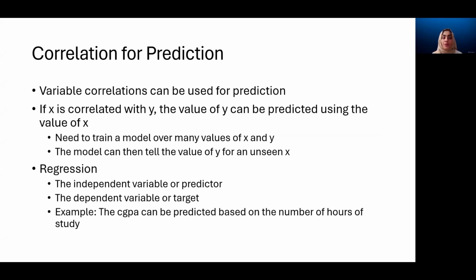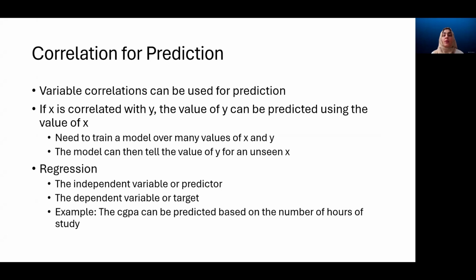Correlation can also be used for prediction. So if x is correlated with y, the value of y can be predicted using the value of x. For this, we need to train a model over many values of x and y. And this is what machine learning does. A model sees the value of x and the corresponding value of y, and then it does it for many such pairs and tries to identify an expression which can compute the value of y or change in y based on the magnitude of change in value of x.